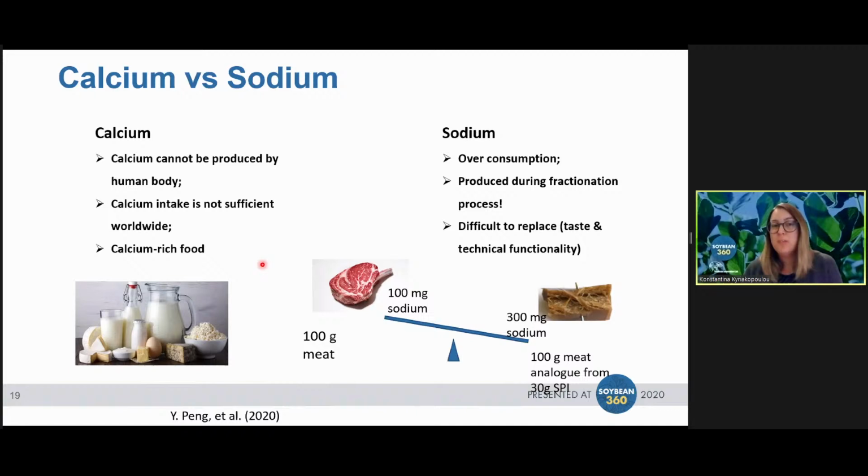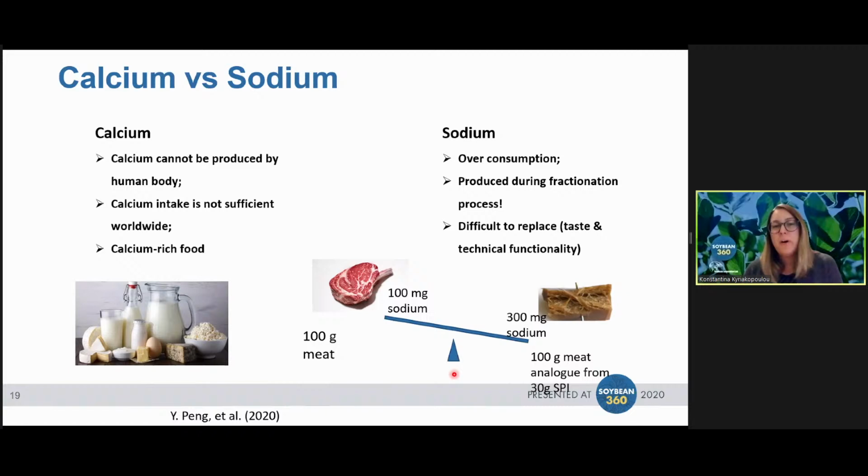On the other hand, for sodium, we see that especially in the Western diet, overconsumption of sodium is observed. And we know that sodium is added as a flavorant, but it also has some technical functionality. And that's the reason that you see it in many products. But we also understand that sodium is introduced into the plant-based ingredients through the fractionation process. In fact, through the alkaline solubilization step and neutralization step, you add extra sodium to your fraction.